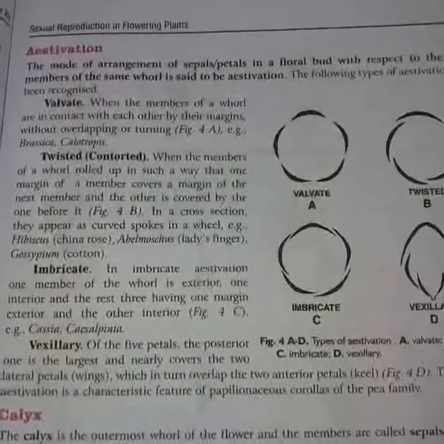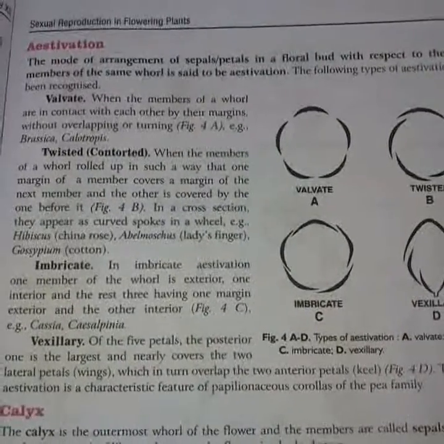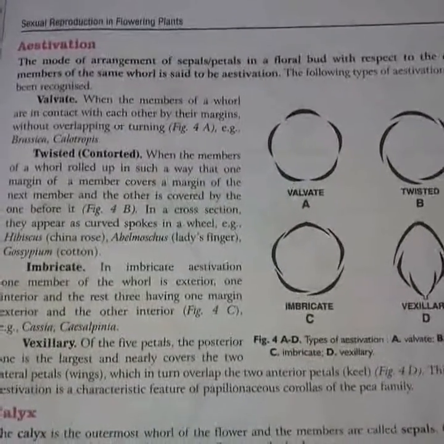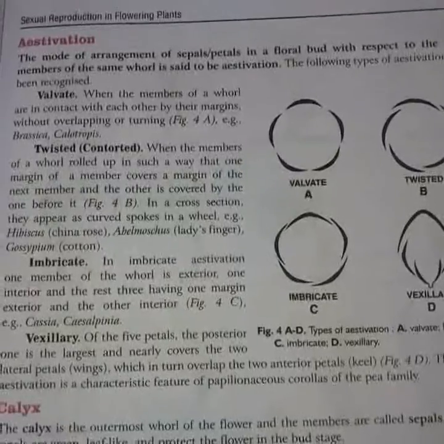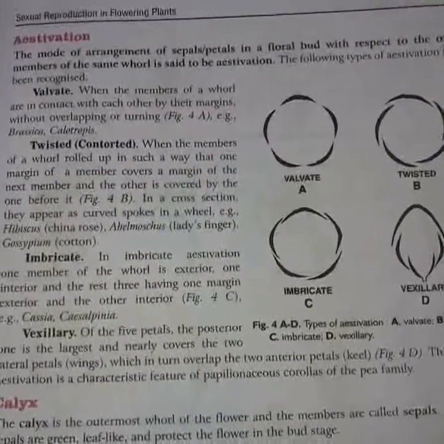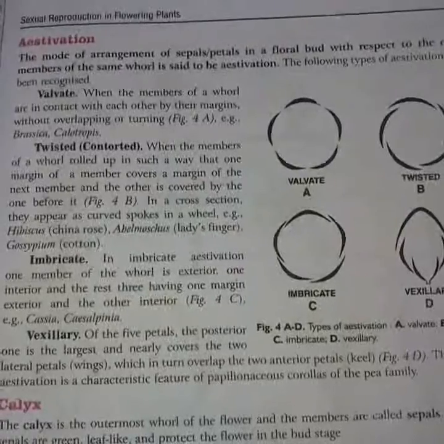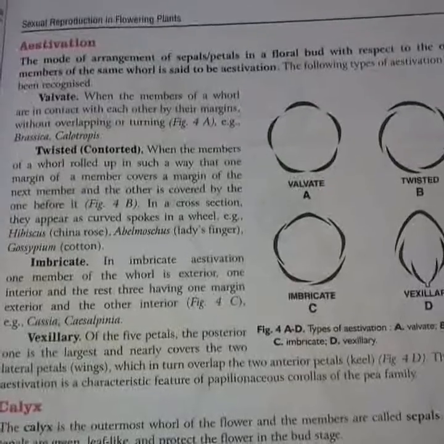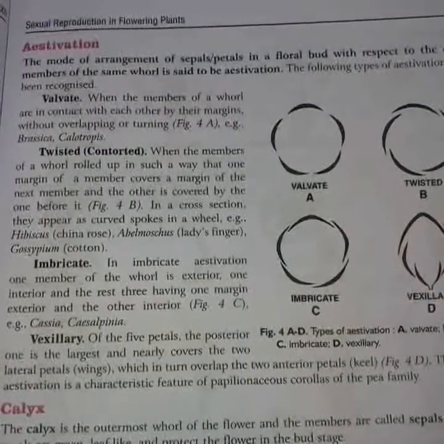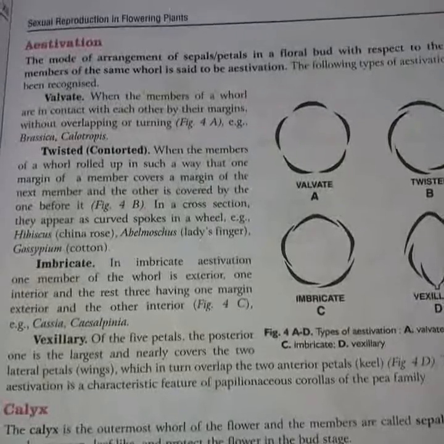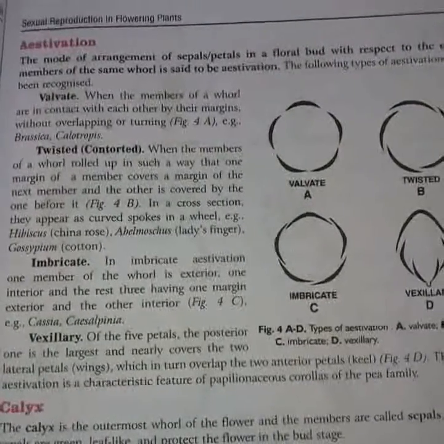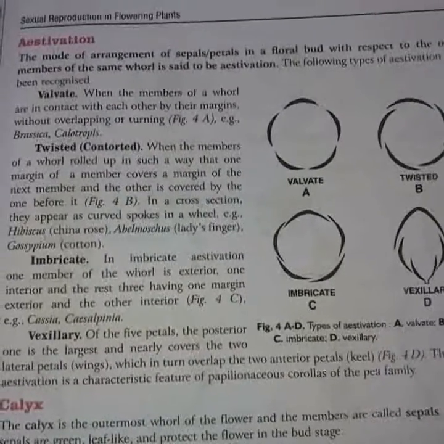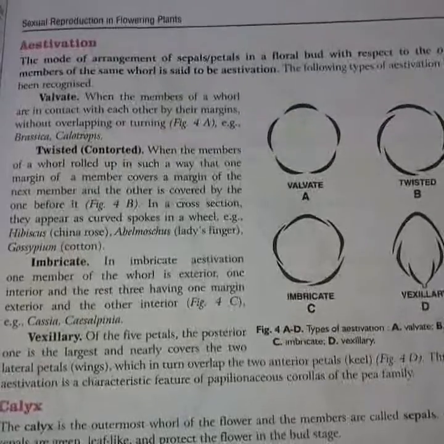The next type of estivation is twisted or contorted estivation. When the members of a whole are rolled up in such a way that one margin of a member covers a margin of the next member and the other is covered by one, this type of estivation is called twisted estivation. For example, China rose and lady finger.